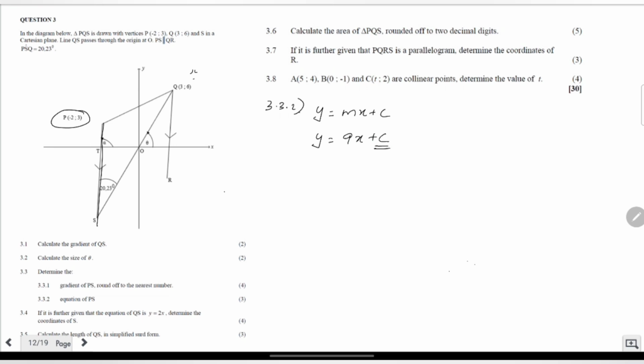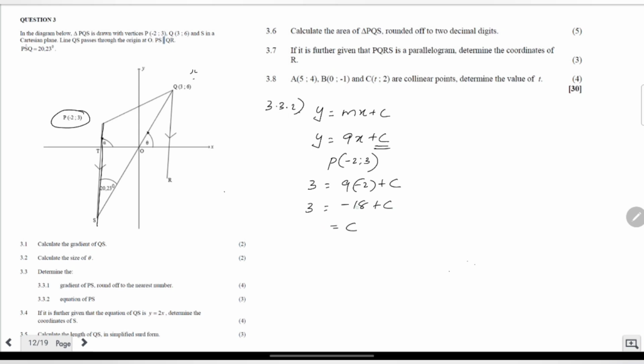Now we need to know the value of c. For that we can use a point on that line. What is that point? Minus 2, 3. So remember, one point and gradient. If you have them on a straight line, we can find the equation. I substituted the gradient first. Now let me substitute this point to find c. The y value 3 is equal to 9 times minus 2 plus c. See, 3 is equal to minus 18 plus c.